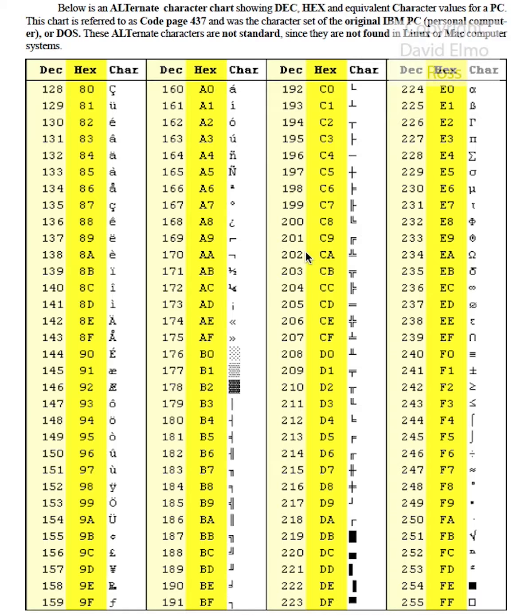So these alternate characters, or sometimes called extended ASCII characters, are not the same for different devices and even different computers such as Linux machines, Macs, and PCs. These are not standardized.